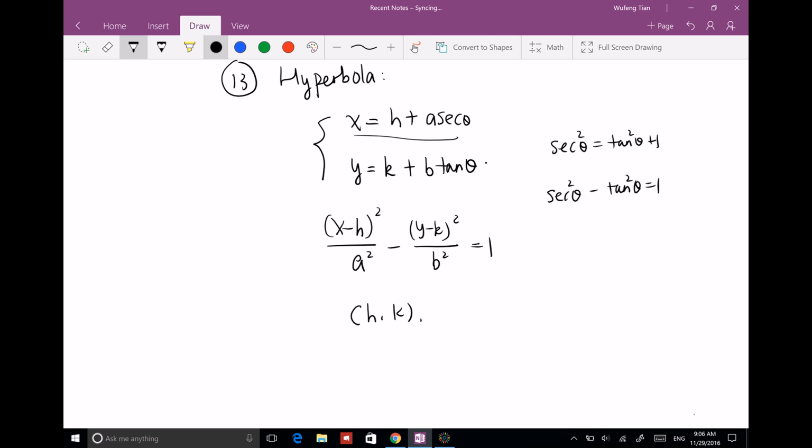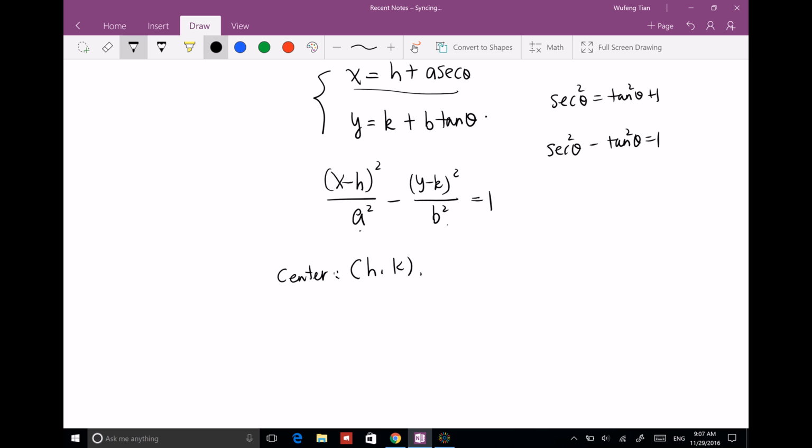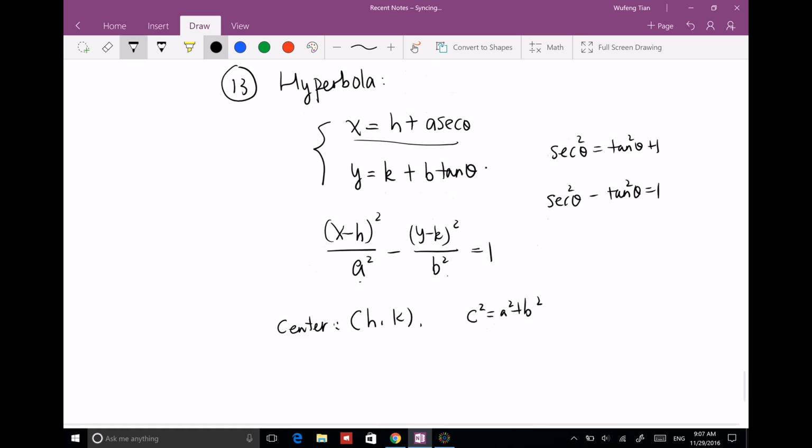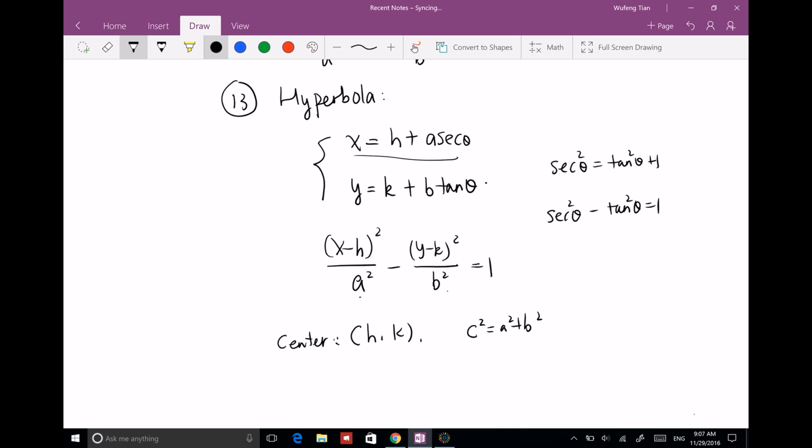Okay, and we have the center at h, k, and a and b are the axes. a is the transverse axis, so we got c squared equals a squared plus b squared. This is the parametric equation for hyperbola. All right, so continue.